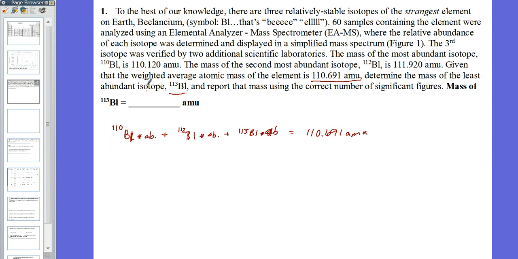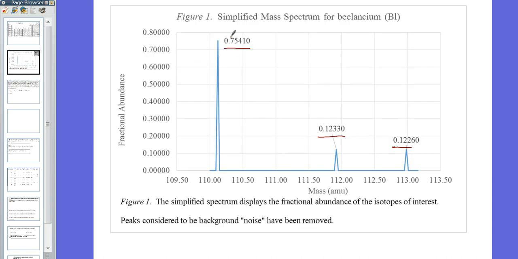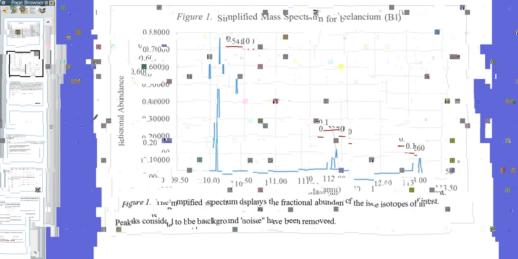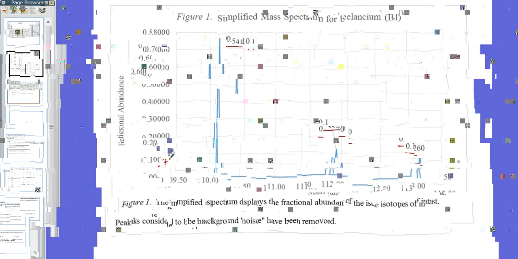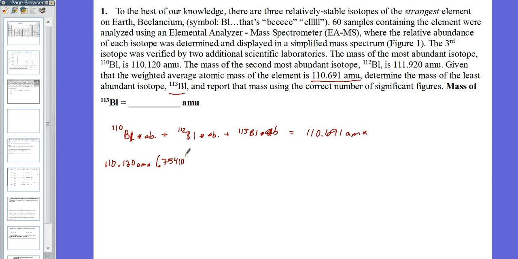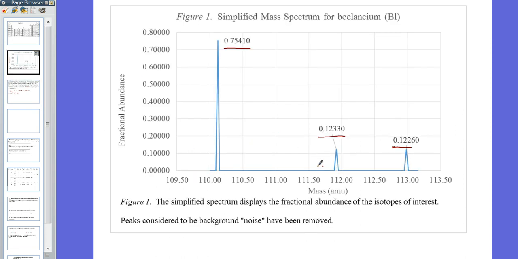So for Bl-110, it's 110.120 AMU multiplied by its abundance, which is found on the graph. You go to the figure, and it's 0.75410. Then you're going to have Bl-112, which is 111.920, times the abundance from the graph, 0.12330.